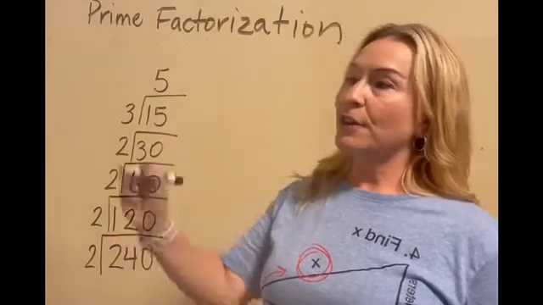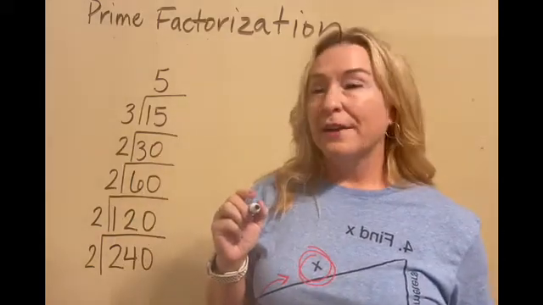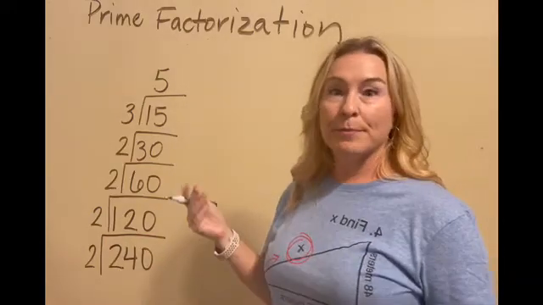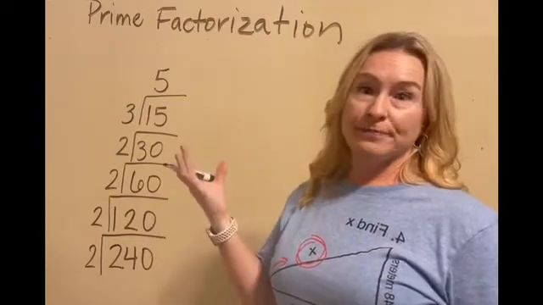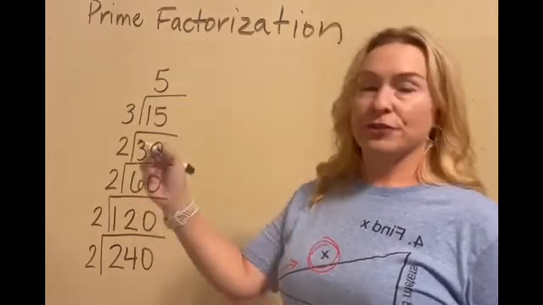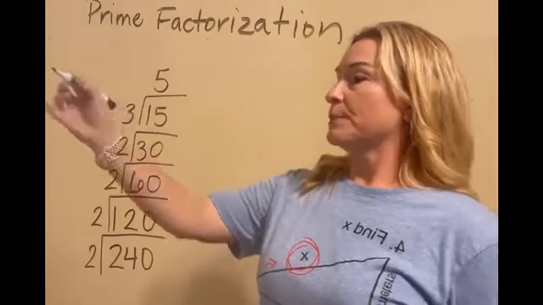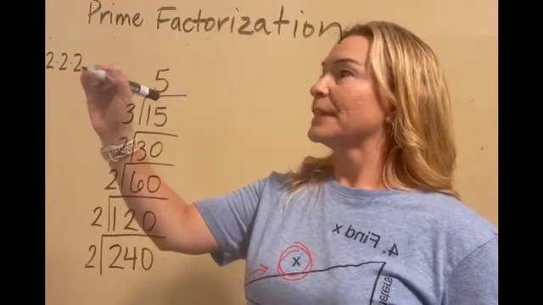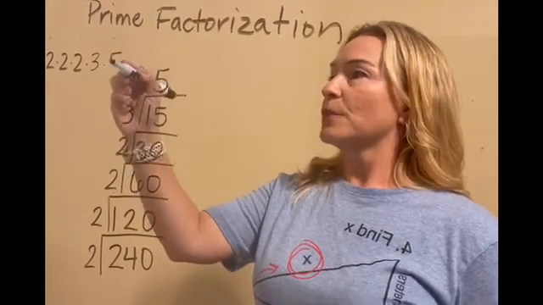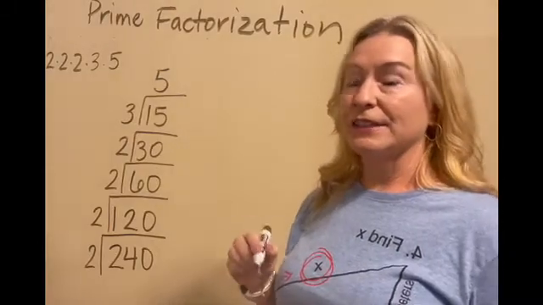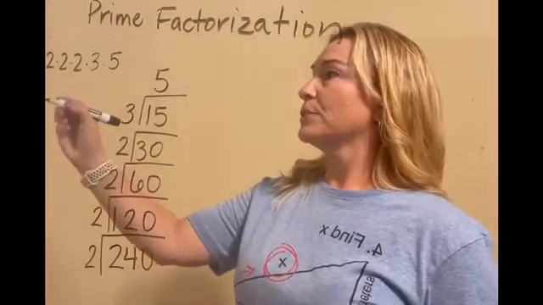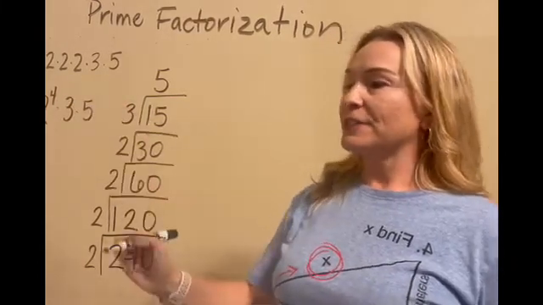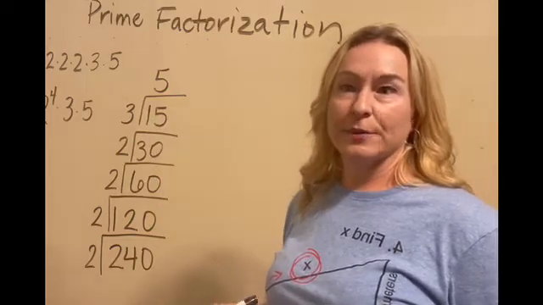Once I've reached all prime numbers on the outside of my layer cake, I can now gather up my prime factors into 2 displays. I can either stretch it out in the expanded form, which would be 4 2's, so 2 times 2 times 2 times 2 times 3 times 5. Or I can condense it into exponent form, which is 2 to the 4th power times 3 times 5. So that's just another way that we can use prime factorization without doing a factor tree.